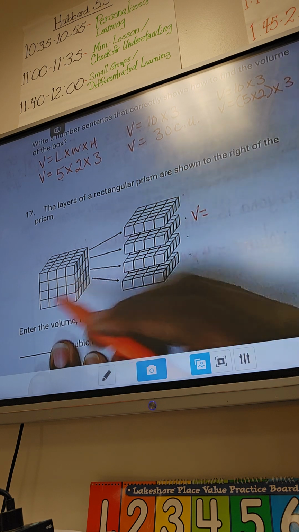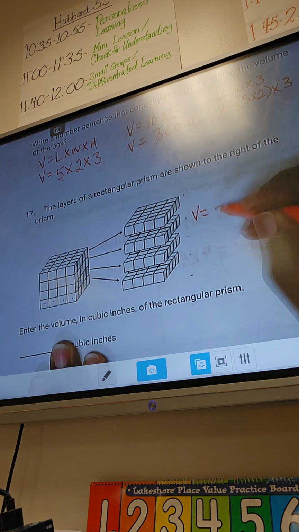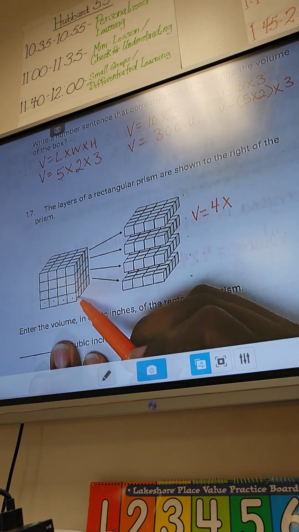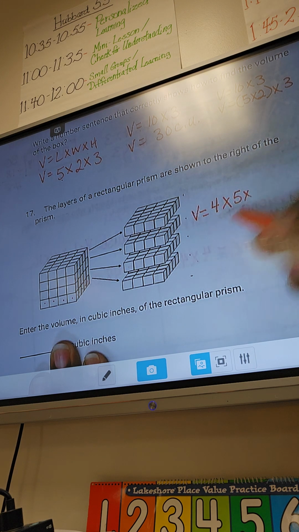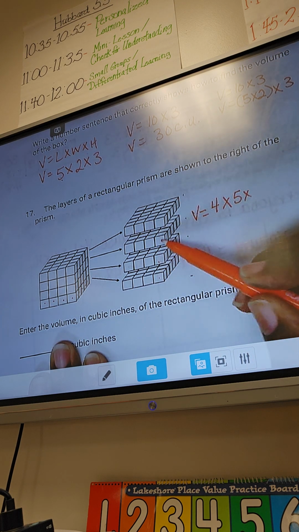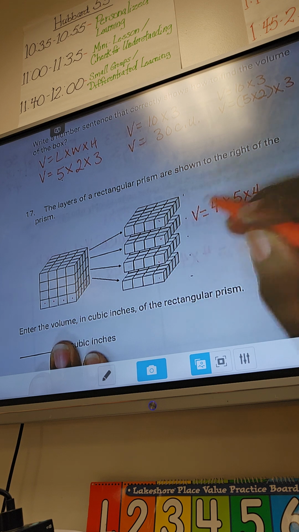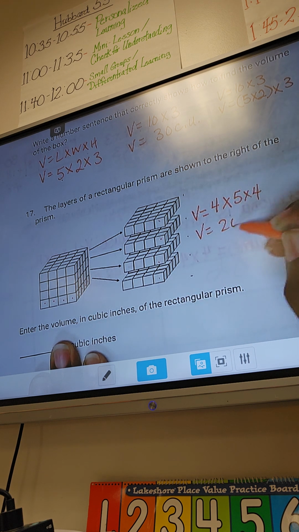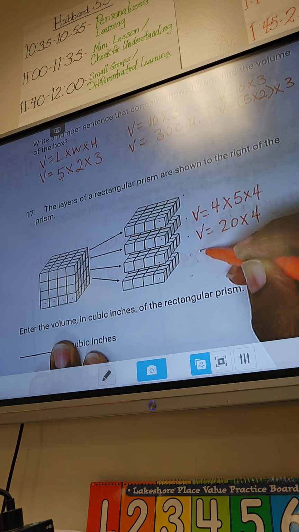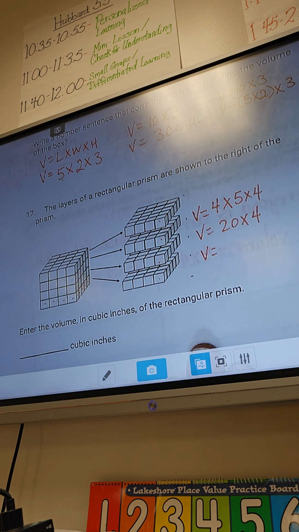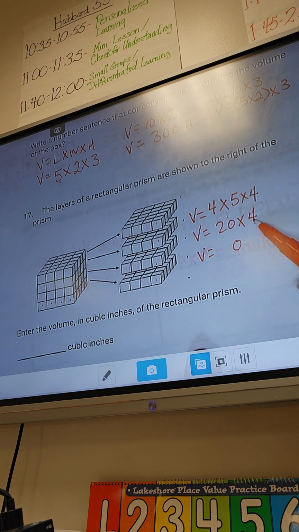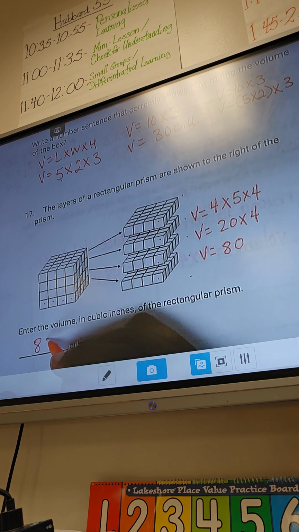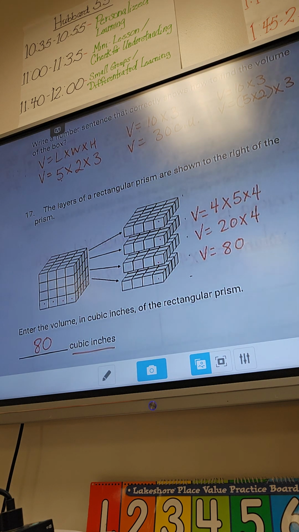Volume equals 1, 2, 3, 4 times 1, 2, 3, 4, 5 times how many layers? 1, 2, 3, 4. Volume equals 20 times 4. Volume equals, bring your 0 down, and 2 times 4 is 8. 80 cubic inches.